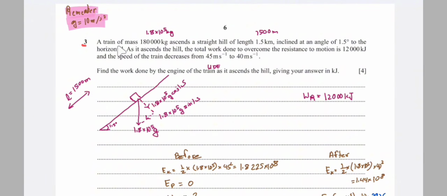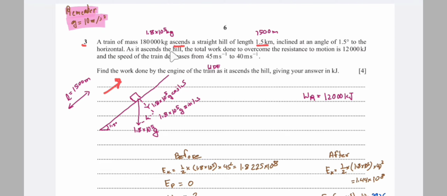In question number 3, a train of given mass ascends a straight hill of length 1.5 km inclined at an angle of 1.5 degrees to the horizontal. So the angle is 1.5 degrees and the length of the hill is 1.5 km or 1500 meters. That is the total length of the hill. And since the train ascends, it is moving upward.